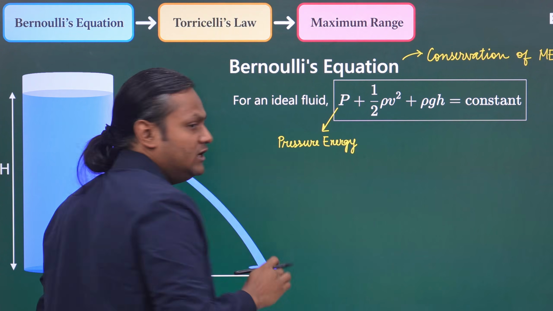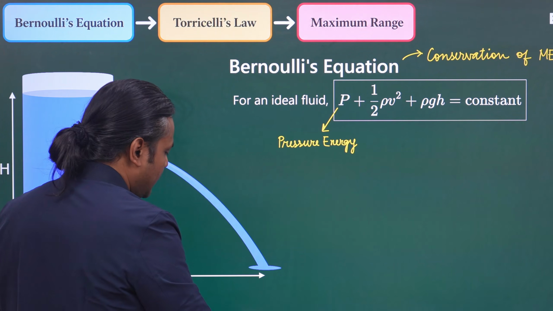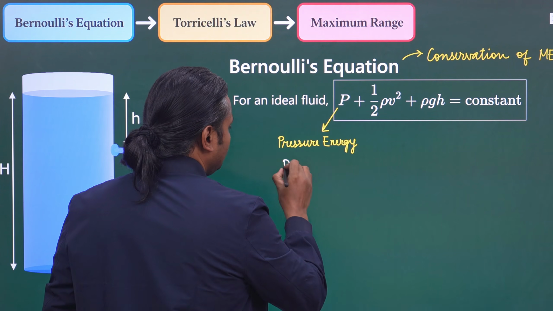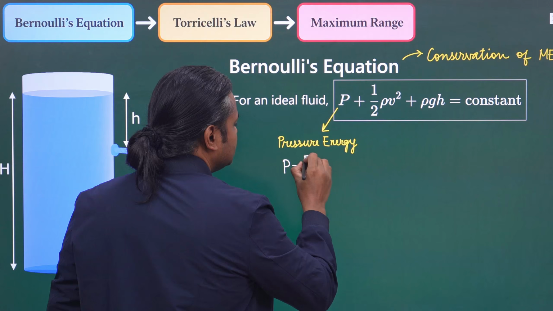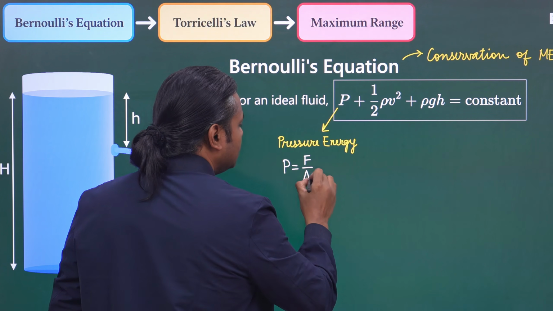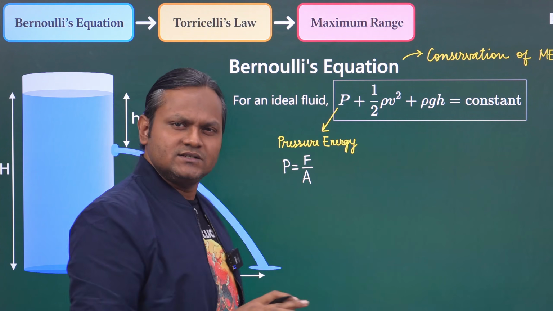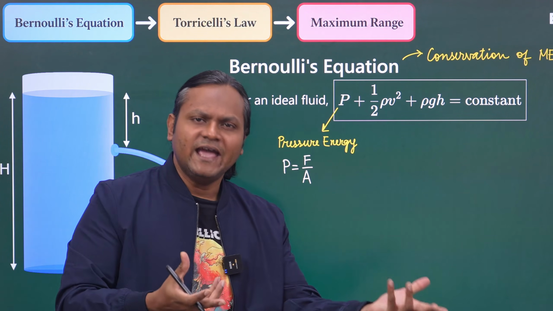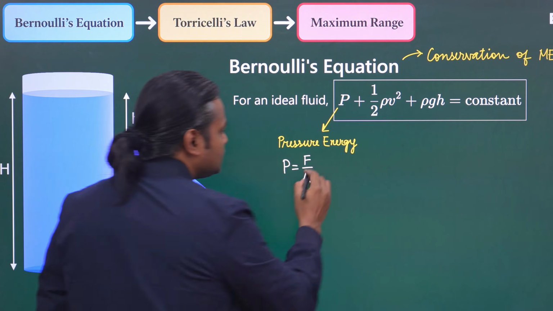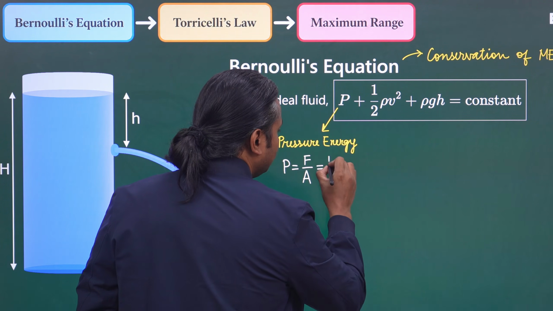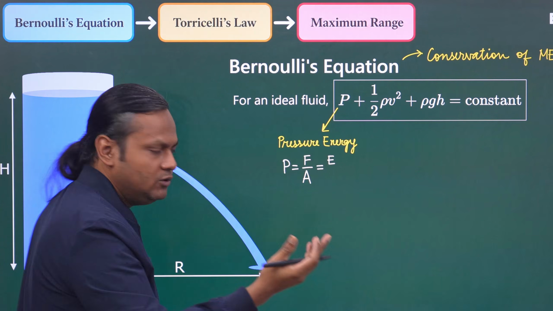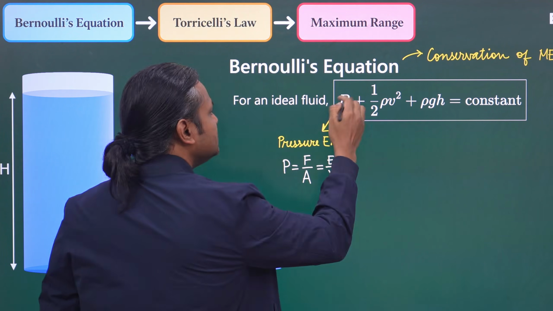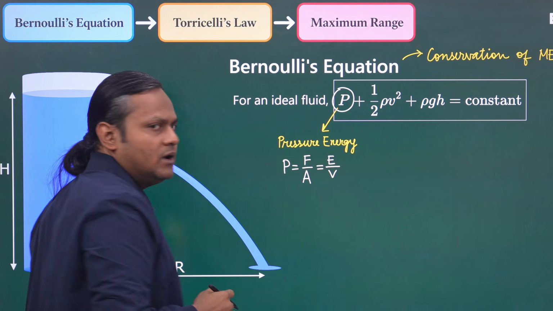Okay, how can you figure that out? Pressure is simply nothing but force upon area, right? So qualitatively you can understand that force times distance essentially gives us work done, which is nothing but energy. So if I multiply with distance in the numerator and the denominator, qualitatively you can see that it has the units of energy per unit volume. So this is pressure energy per unit volume.